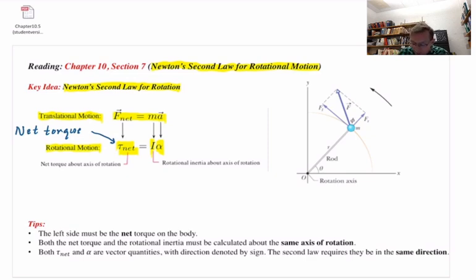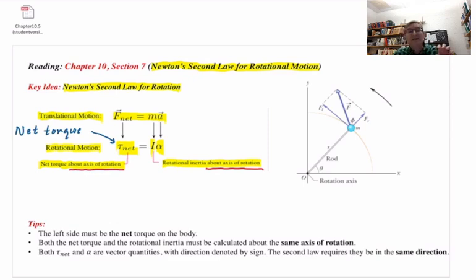You must find the net torque about the specified axis of rotation. Let me emphasize, we have to know what the axis of rotation is because torque is calculated relative to an axis of rotation. We also need the rotational inertia about that same axis of rotation because remember, rotational inertia is also calculated relative to an axis of rotation. So what I want to emphasize is that net torque and rotational inertia in this new equation must be calculated about the same axis of rotation.